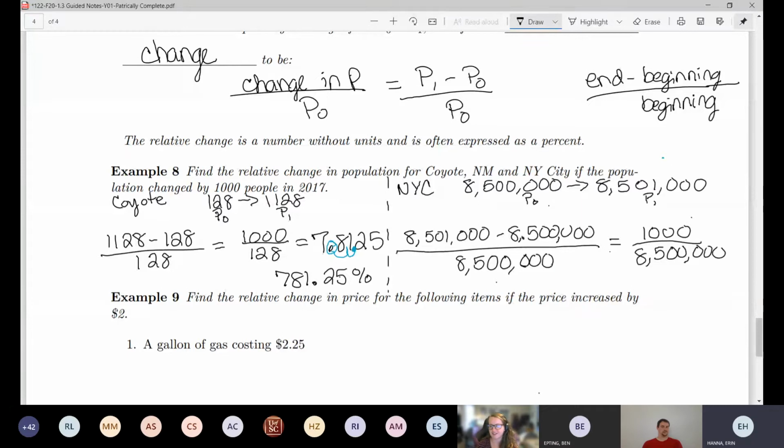Ooh, here we go. And this is going to become 0.00011, let me round that. Which as a percent, if I move that decimal 2 spots to the right, is going to be 0.0118%. So New York City, if 1,000 people moved in 2017, would only see a population increase of barely 0.02%, which is why probably no one would notice unless it was their apartment complex or something. But anyway.